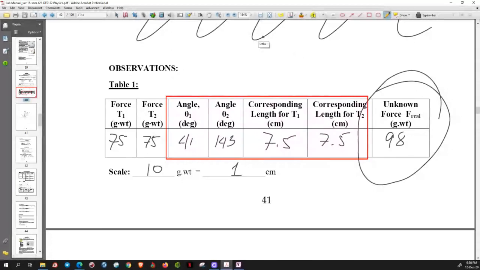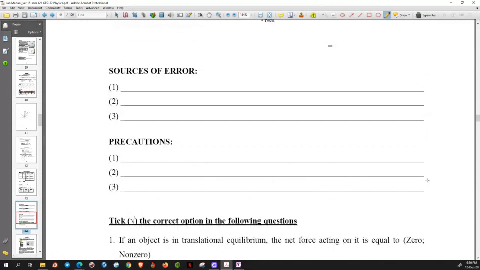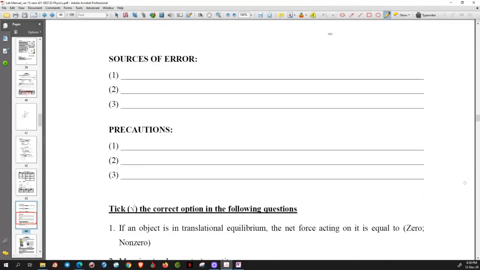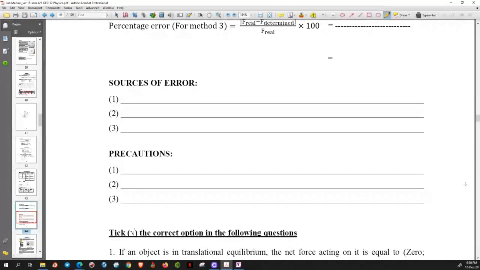Any questions about this experiment? Somebody asked in the beginning, source of error and precaution. Source of error and precaution. Do not memorize source of error and precaution from the book, okay?